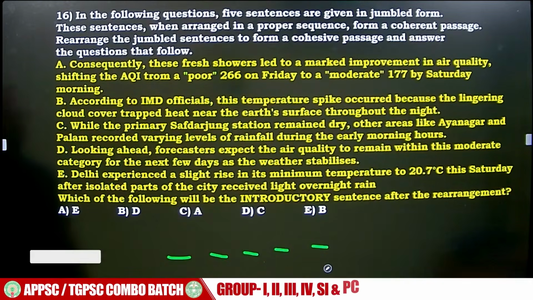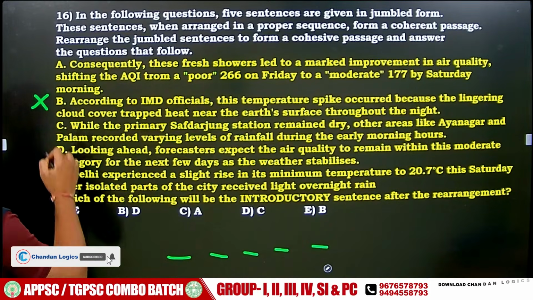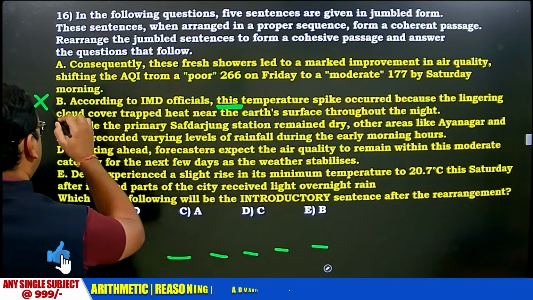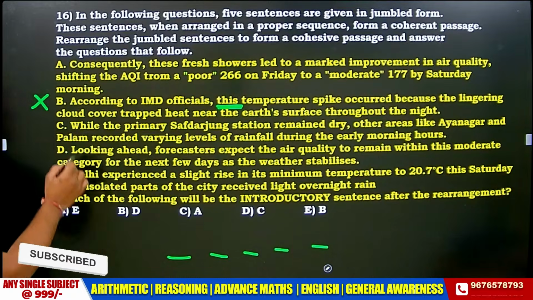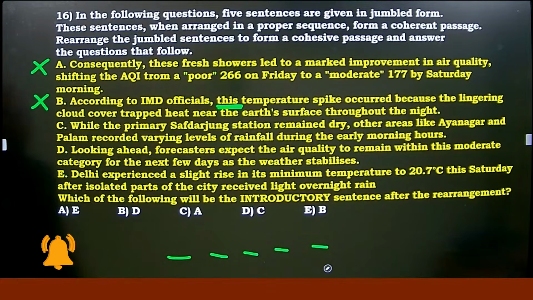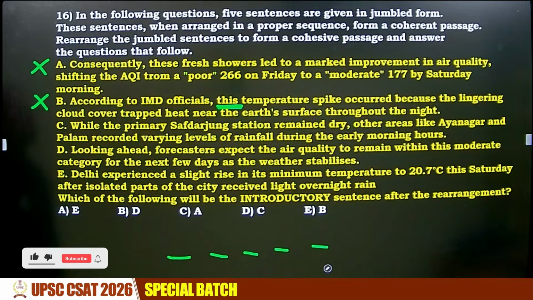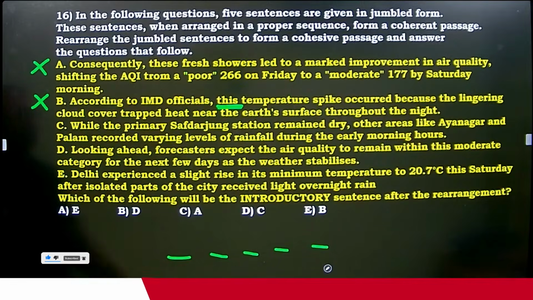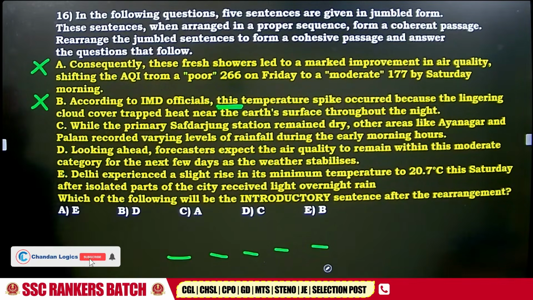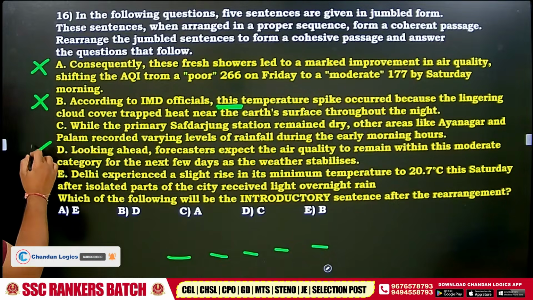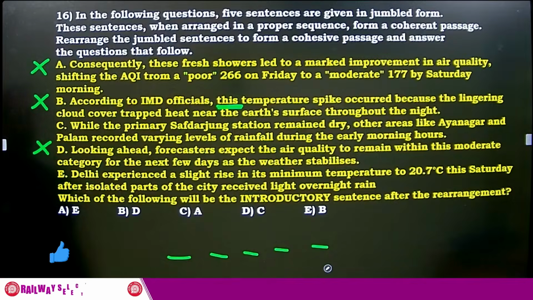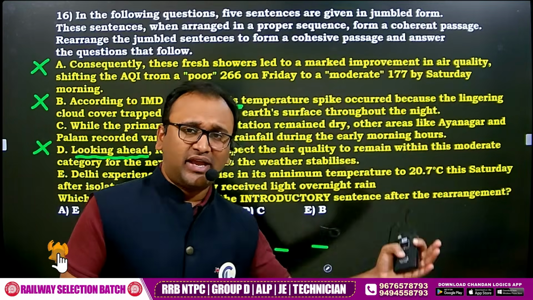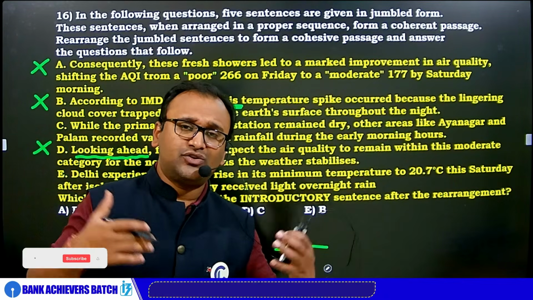Now identify the first statement. P cannot be the first statement. Why? This temperature. Which temperature? So P is wrong. B cannot be the first statement. A cannot be the first statement because of "consequently". When we use consequently, it means something happened already, so something must have happened before. Now D cannot be the first statement because of "looking ahead". If you have already said something, then you can say looking ahead. You didn't say anything. How can you say looking ahead?